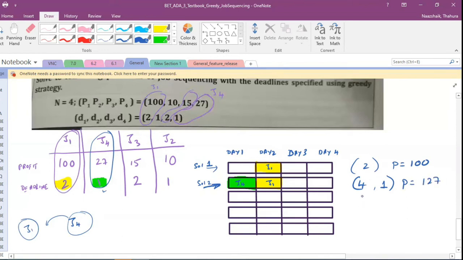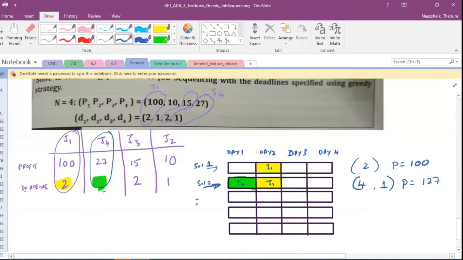Okay. Can I put 1, 4 here? When I say 1, 4, what does it mean? I put job 1 here, and then I put job 2 here, 1, 4. This is what 1, 4 means. Is this correct or wrong? Correct. Job 4 has the deadline of this one. Okay, now we are done with both these options. One more feasible solution we got. Let's see other feasible solutions.